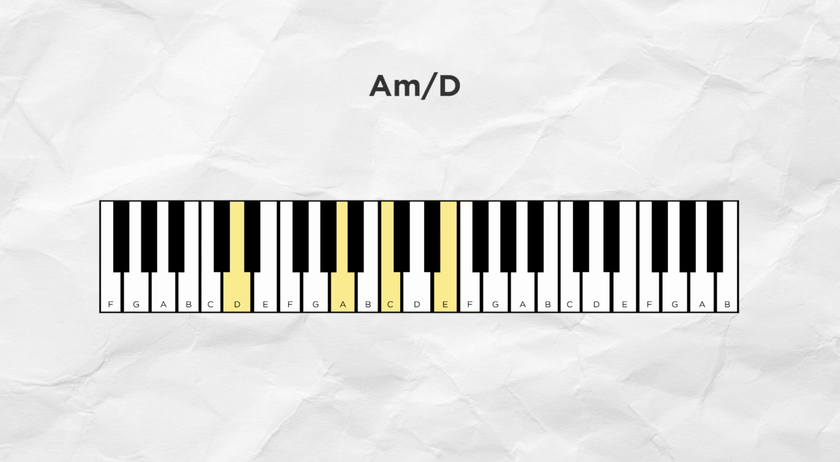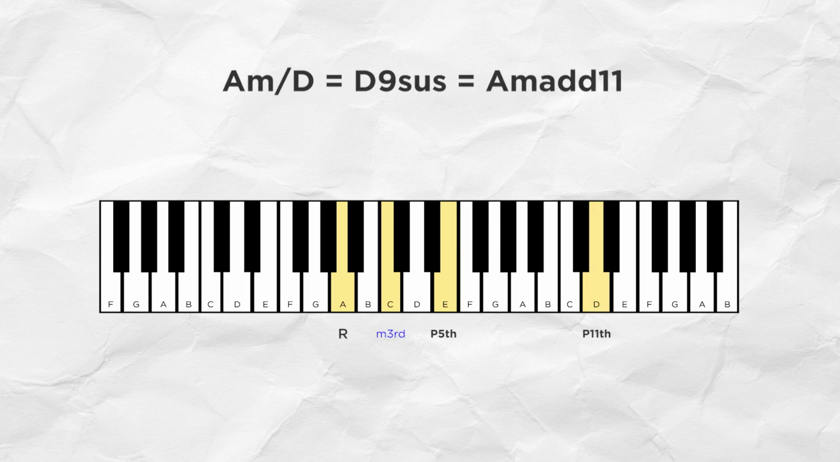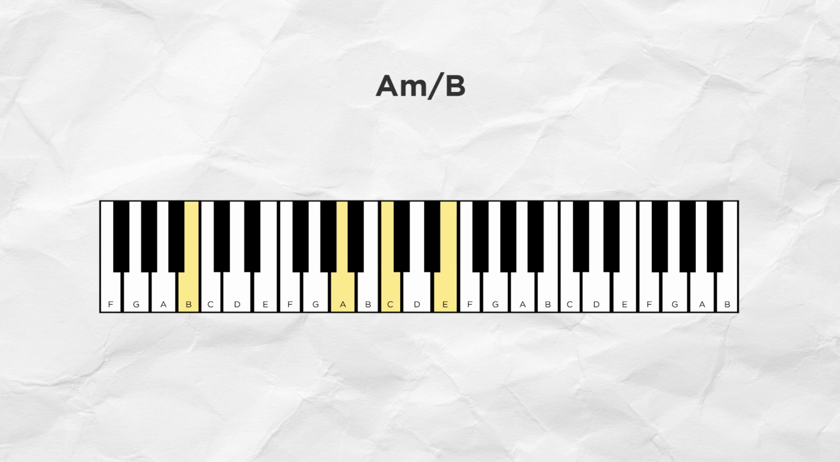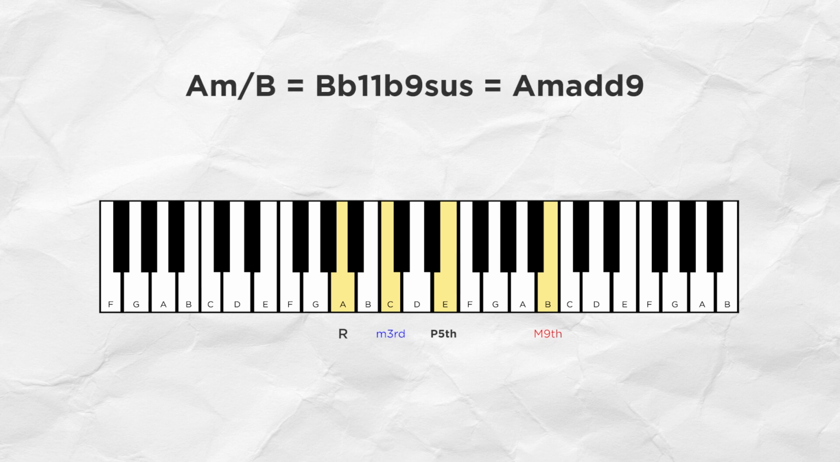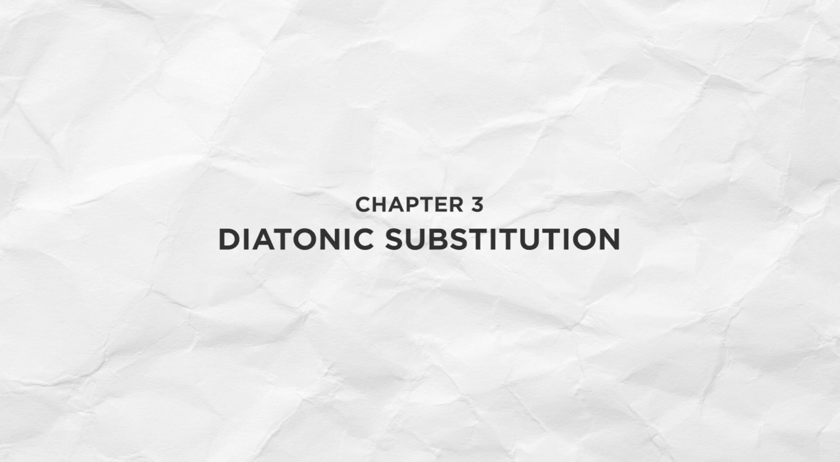Now, A minor over D is like a D9 but suspended, without its third. And if you imagine that D above, that would make A minor with the 11th added. And finally, A minor over B. That would make like a B11 flat 9 suspended, which may be another complicated name for a chord that is just an A minor add 9, just like we had in one of our first examples. So all this shows us that adding extensions below a chord is just like replacing it by another chord from the same scale. So a diatonic substitution, diatonic from the same scale.